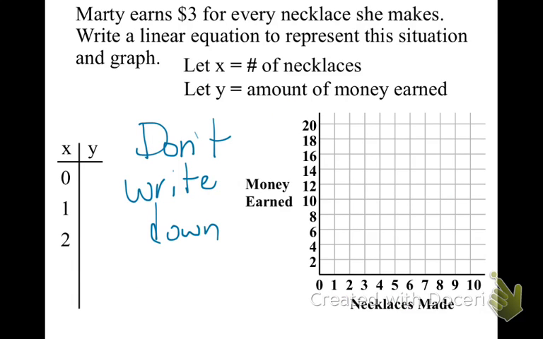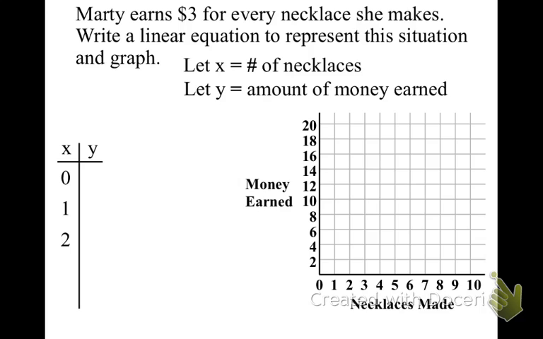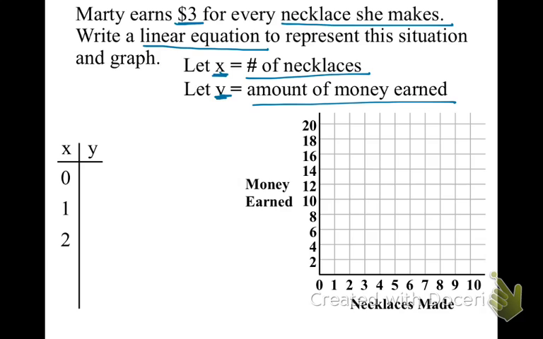Now, don't write this down. We're just going to talk this one through. So, Marty earns $3 for every necklace she makes. Our goal is to write a linear equation that represents a situation and graph it. So they're telling you, every time you see an X, it represents the number of necklaces. Every time you see a Y, it's the amount of money earned. So, how do I set up this linear function that they want me to have?